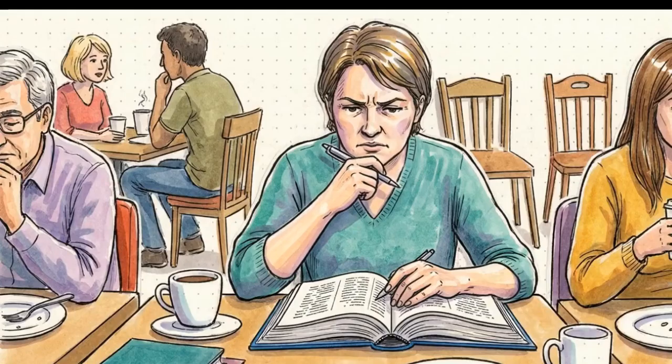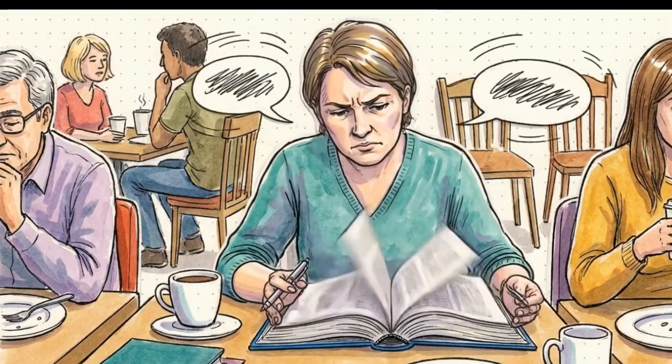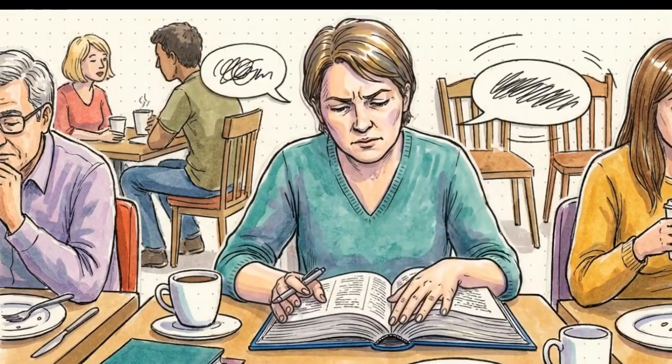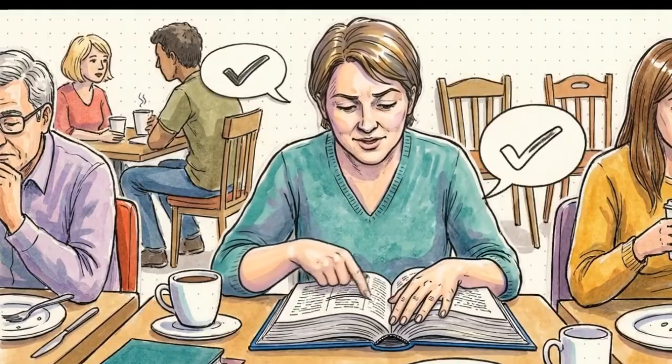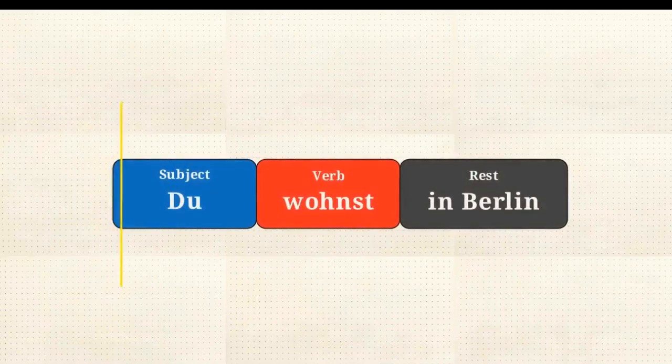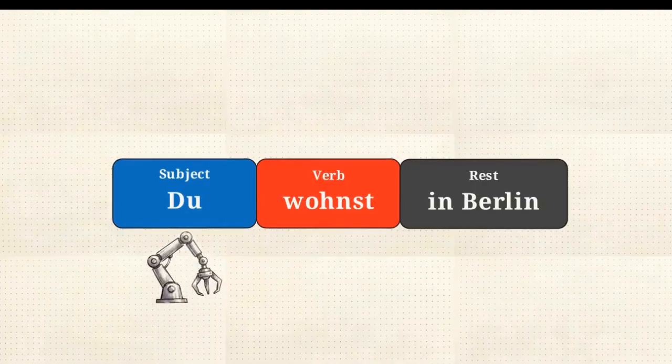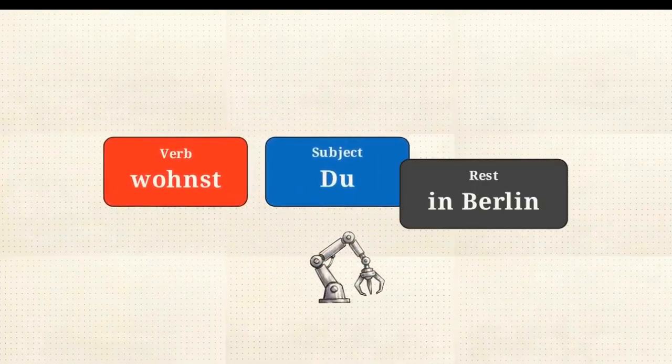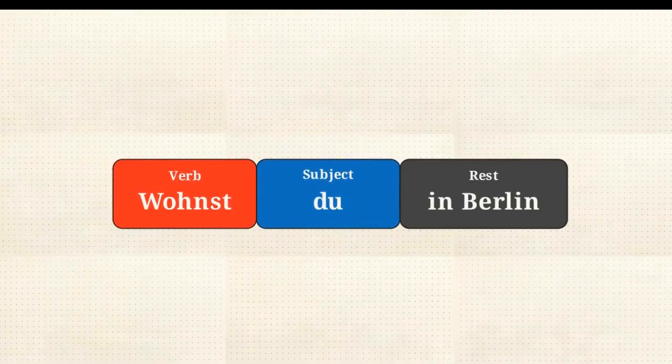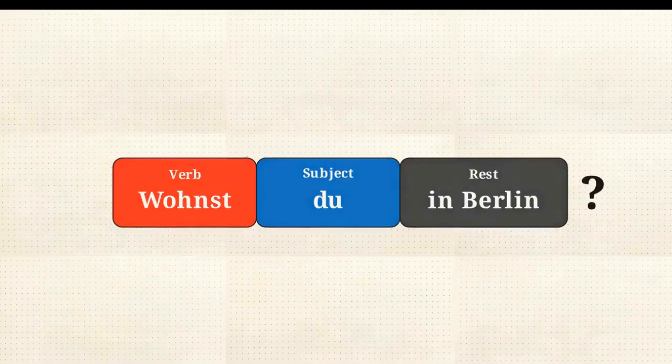Beginners often struggle here because they try to find a German equivalent for the English filler word do when they want to ask a question. But German is more efficient. Forming a question requires zero new vocabulary, only a structural manipulation of the blocks you already have. You simply swap the first two blocks. By inverting the subject and the verb, the statement du wohnst becomes the question wohnst du in Berlin?